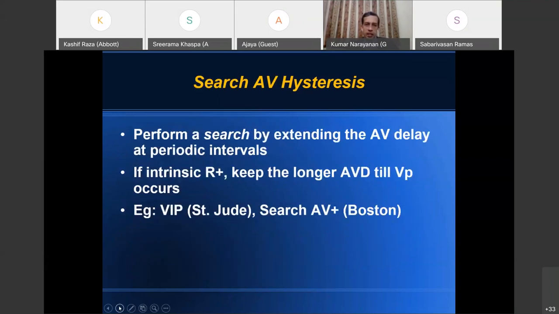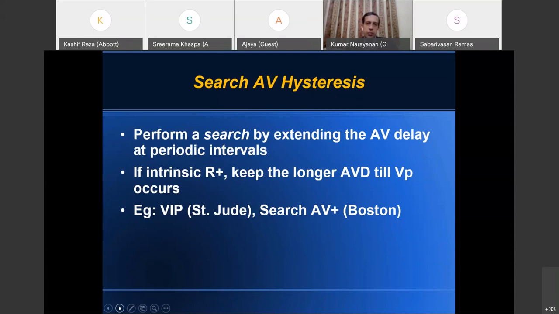And what is search AV hysteresis? Here, the pacemaker performs a search periodically by extending the AV delay. And again, this is programmable in different ways. You can say, just extend the AV delay by a fixed interval, or you can say, extend the AV delay in increments. Extend it initially 30 milliseconds, then extend it 60 milliseconds, then extend it 80 milliseconds, and so forth. And you can set a maximal extension which you want to allow.